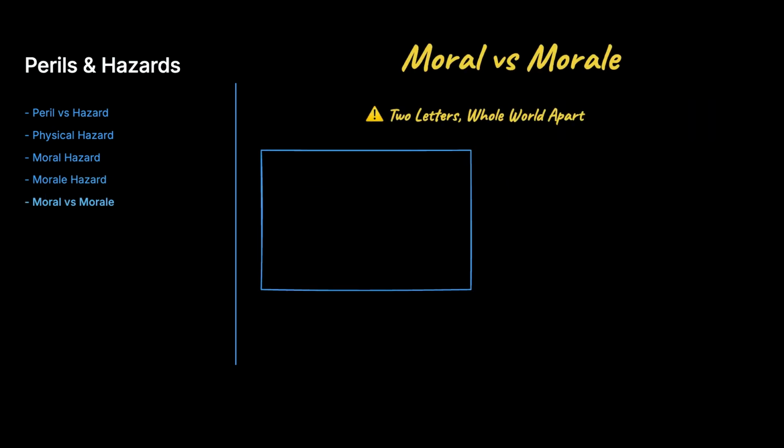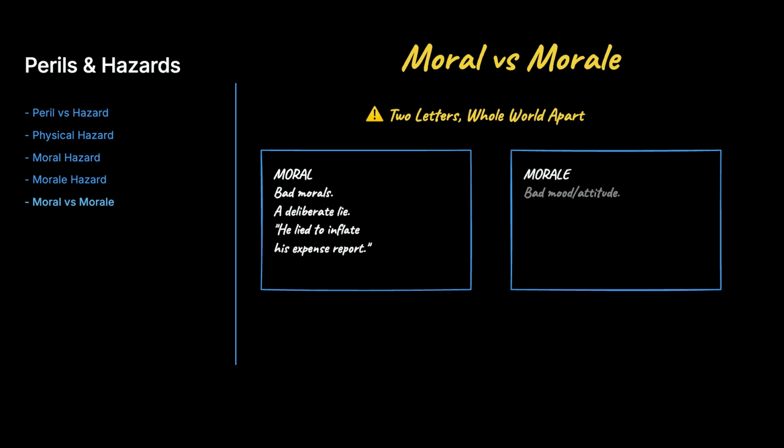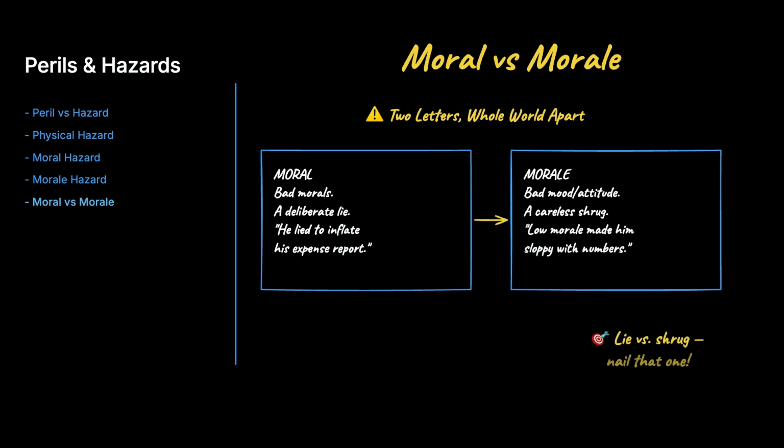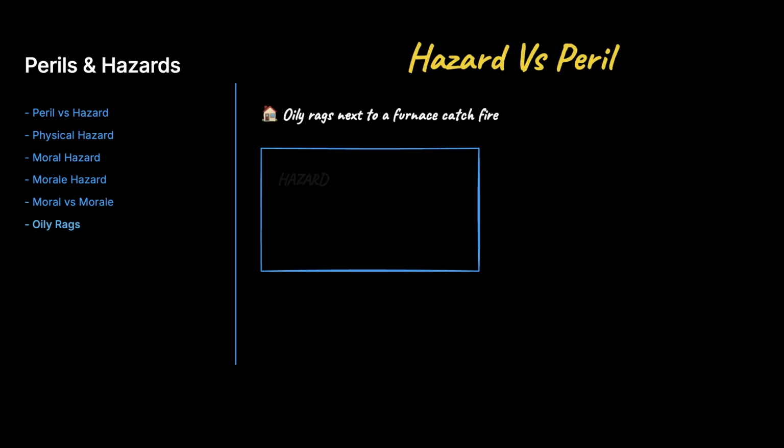Here is the trap laid bare, because warning students about it is a favorite habit of mine. Moral and morale differ by 2 letters and an entire world of meaning. Moral is about bad morals, a deliberate lie. Morale is about a bad mood or attitude, a careless shrug. Deliberate dishonesty versus careless indifference. Nail that one.